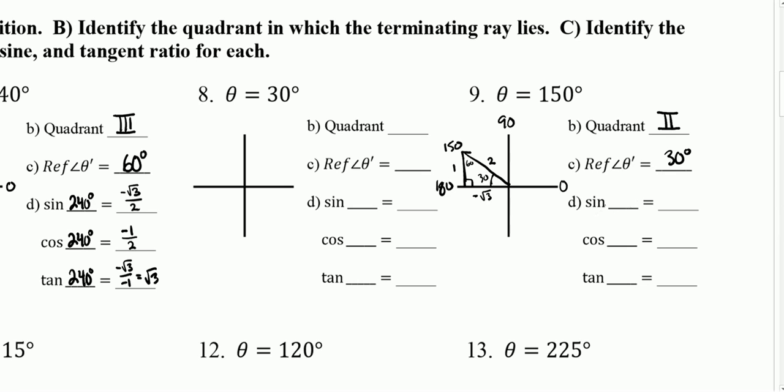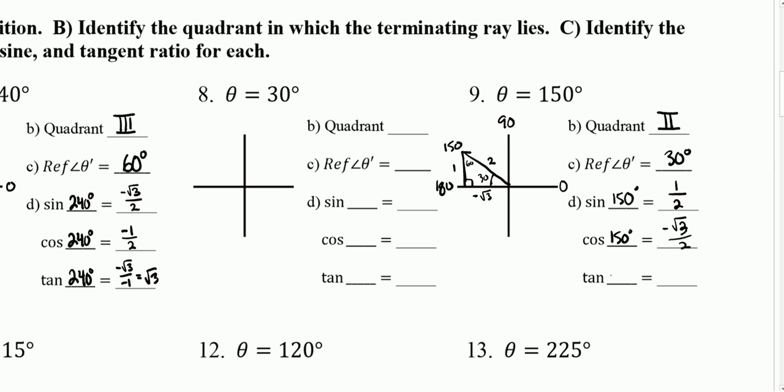So the sine of 150 is equal to opposite of, we're looking at the reference angle, so 30, opposite of 30 would be 1, over hypotenuse, 2. The cosine of 150 degrees is going to be the adjacent to our reference angle, which is negative root 3, over the hypotenuse, which is 2.